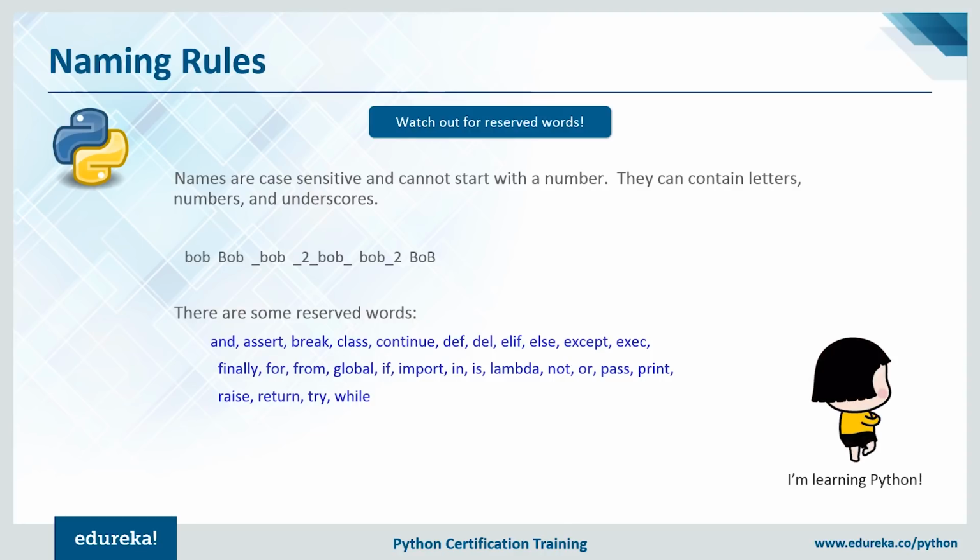And there are some reserved keywords: as, and, assert, break, class, all the way until try and while. Well, you cannot make use of these as names of variables, as that will pop out an error and the Python interpreter will tell you that you're using a reserved word for a variable, right? So more on naming in a second, guys.